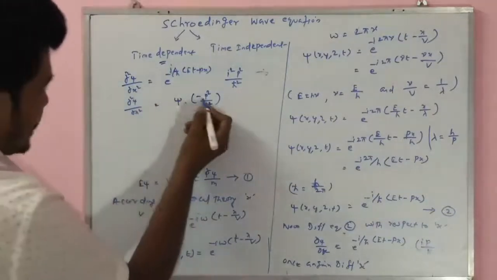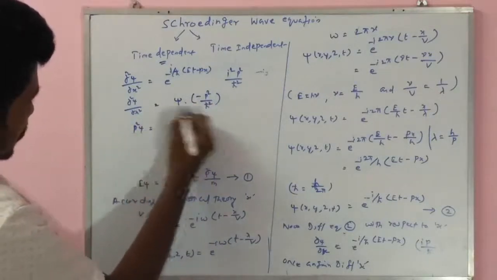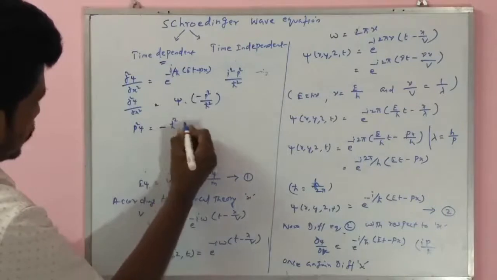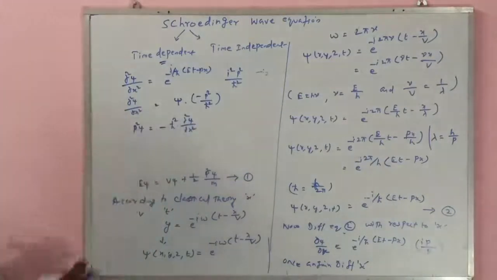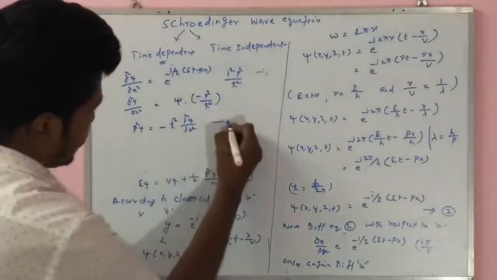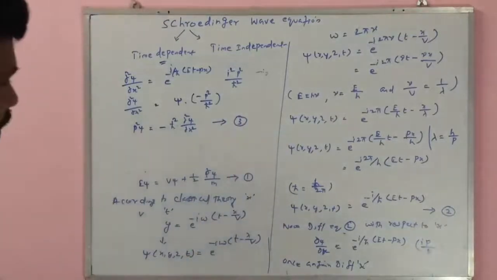Okay, now just form p² of ψ. p² of ψ is equal to what answer? Minus ħ² into ∂²ψ/∂x². Just cross multiplication. Okay, now this is equation number 3.